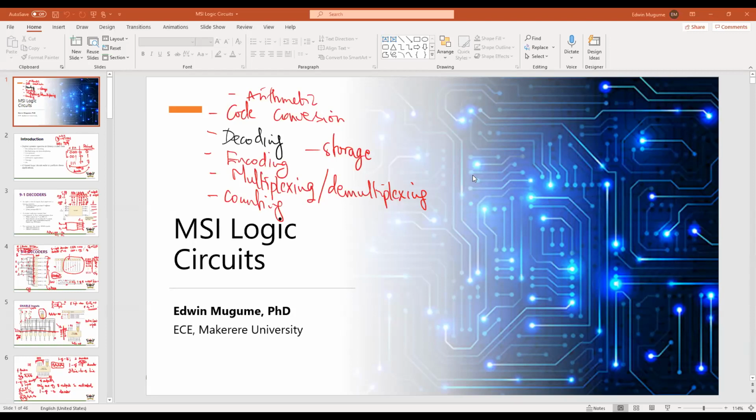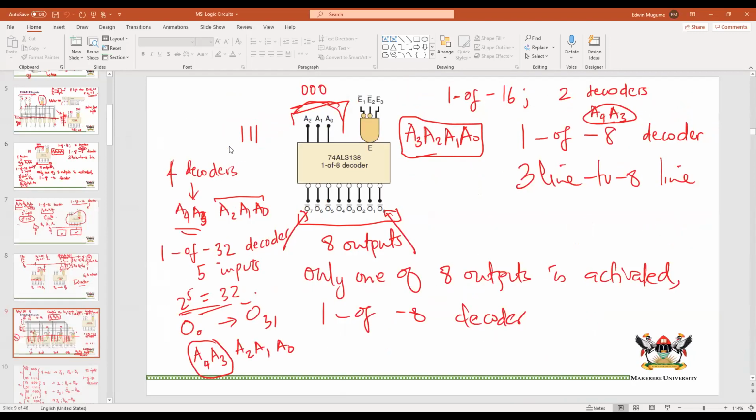Now, hopefully you can hear me. We've been doing MSI logic circuits. We've looked at a number of them. We've looked at decoders, encoders, and multiplexers. We are going to look at demultiplexing because we finished multiplexing. Now we are going to look at demultiplexing, and then go on to some other things.